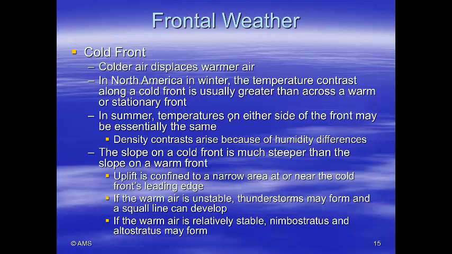The slope on a cold front is much steeper than the slope on a warm front, so the uplift is confined to a narrow region at or near the cold front's leading edge. If we have warm air that is unstable, then thunderstorms may form and a squall line develop. If the warm air is relatively stable, then nimbostratus and altostratus clouds may form.